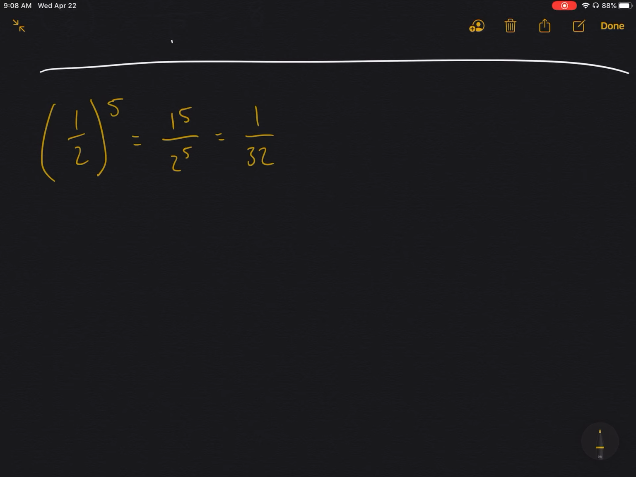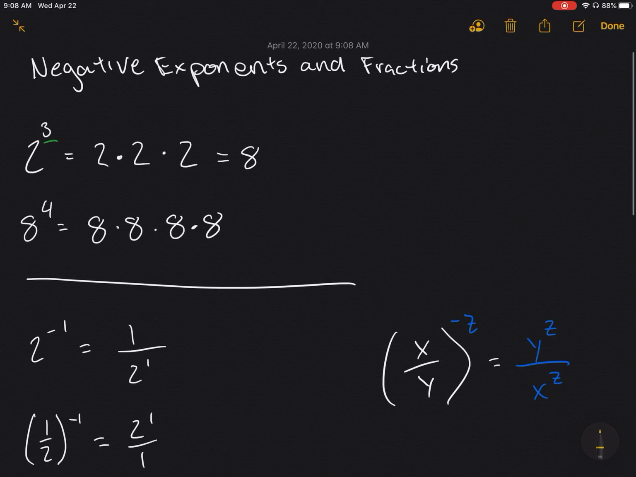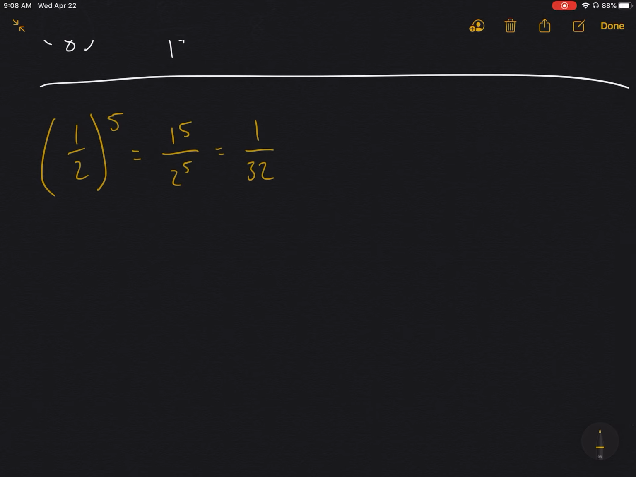And so we've simplified. Alternatively, another way to look at that would be to say, well, if 2 to the 3rd is 2 times 2 times 2, then 1/2 to the 5th would just be 1/2 times 1/2 times 1/2 times 1/2 times 1/2. And so 1/2 times 1/2 is 1/4, times 1/2 is 1/8, times 1/2 is 1/16, times 1/2 gives us our 1/32 there.